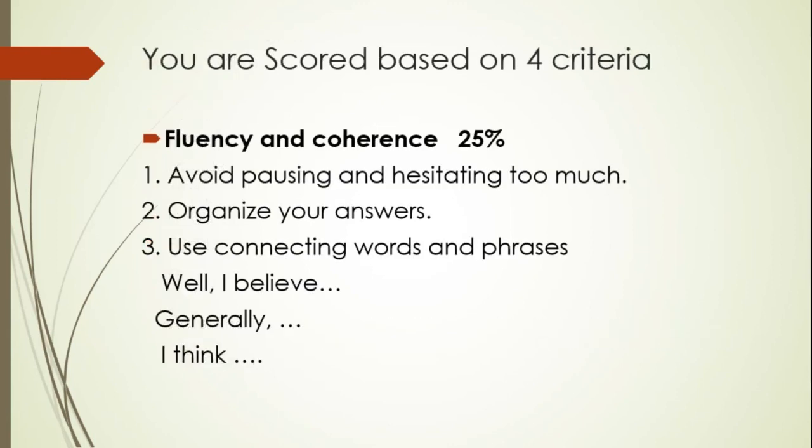So you are scored based on 4 criteria, and the first one is fluency and coherence. You have about 25% from that. In this, you need to avoid pausing and hesitating too much. For example, so where are you from? I'm from... so this is pausing and hesitating too much. You should avoid doing that.